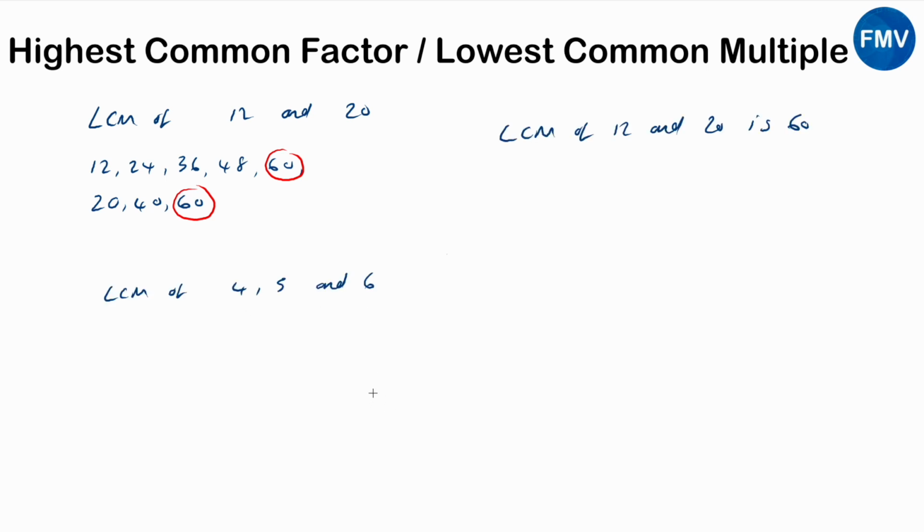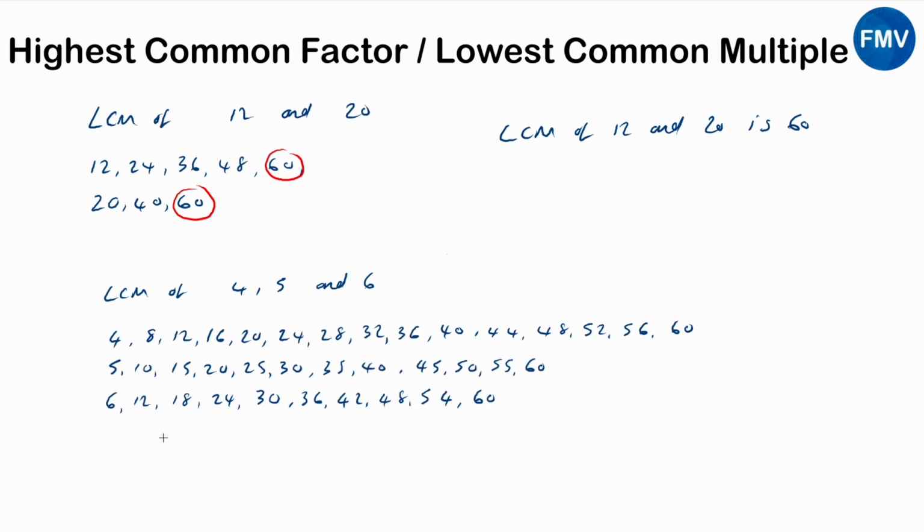Let's look at our lowest common multiple of 4, 5 and 6. If you know your times tables, you probably just get this straight away. If not, best thing you can do is write them out. As you can see, there's far more to write out in this one. However, we get there in the end, we can see that 60 is the lowest common multiple of 4, 5 and 6.